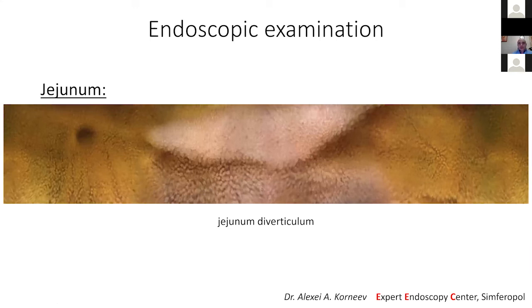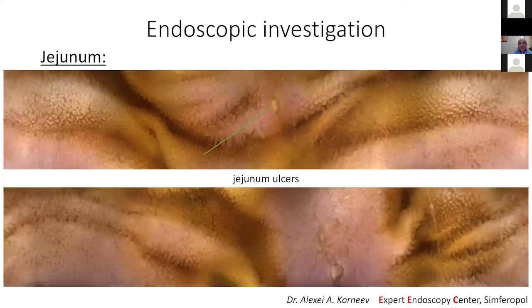So in the jejunum, a small diverticulum is clearly visible. Look how clear and sharp the image is. Throughout the jejunum and ileum, multiple aphthous erosions, small ulcers, and scars are visible. Here you see ulcers in the jejunum, and here are two ulcers, one near to another.